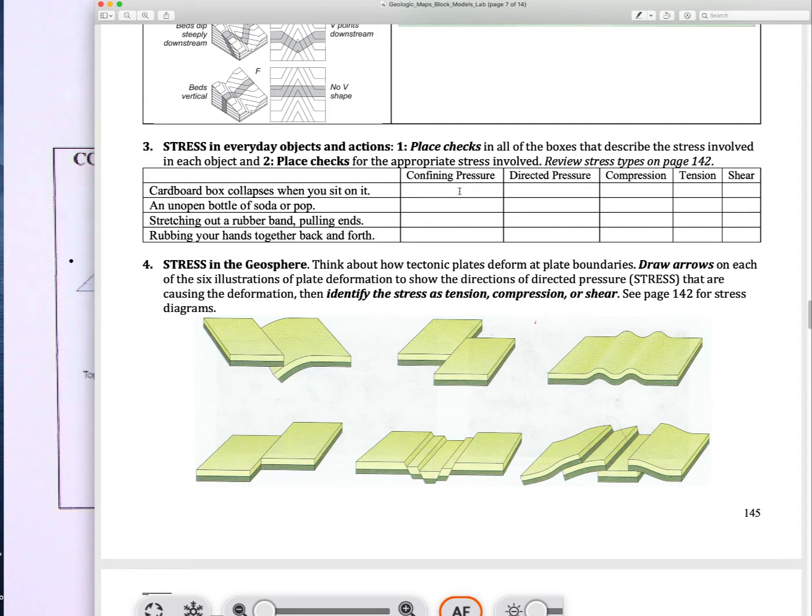So just put a check mark on one of these. And then, is that an example of a compressional stress, a tensional stress, or a shear stress? So for each of these, you're going to either pick confining or directed, and you're going to pick one of these 3 types of stresses, right? So 1, place a check whether it's for the stress, and 2, place a check for the type of stress.